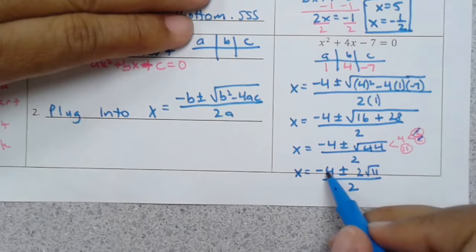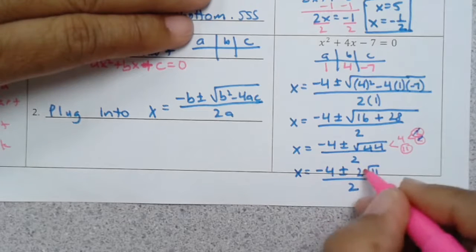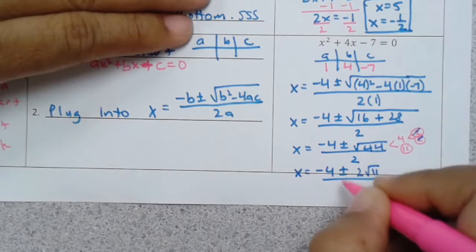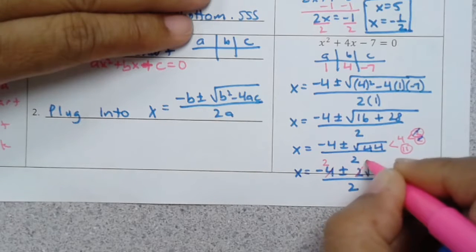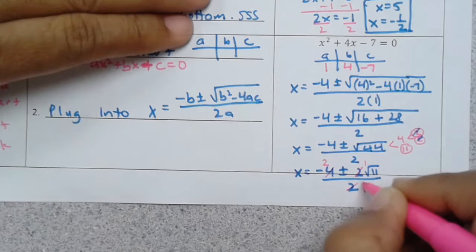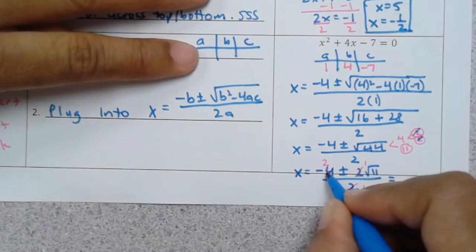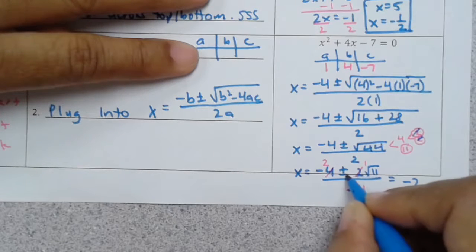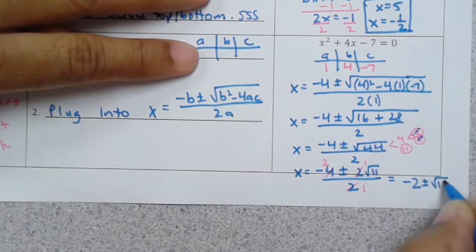And then last step, I can divide all of the outside numbers. Remember, it has to be all 3. You can't just do the first 2. All 3 numbers by 2. 4 divided by 2 is 2. 2 divided by 2 is 1. 2 divided by 2 is 1. So we actually don't even need to write this over 1. So really what I have here is just a negative 2, and then plus or minus, and this is 1 times square root of 11. You could just write it as square root of 11.